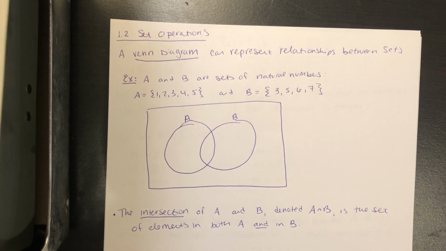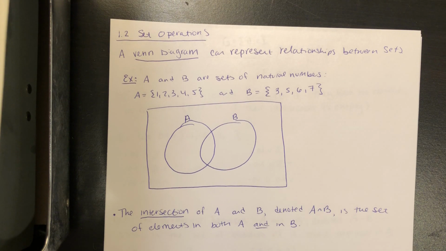In section 1.1, we talked about sets and we talked about subsets. A subset is just a relationship between two sets where all of the elements of one set are also elements in the other set. But not all sets are necessarily going to have that relationship. Most of them won't.